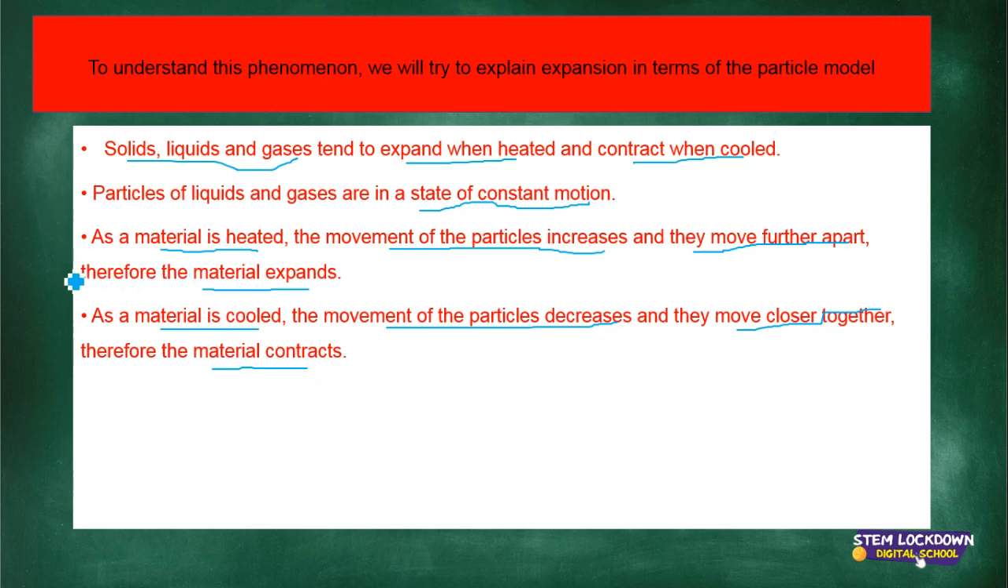So let's say it together. When a material is cooled, the movement of the particles decreases and the particles move closer together. This means that the materials contract. So one more time. When the material is cooled, the movement of the particles decreases. That means that they come closer together, and we say that the materials contract.